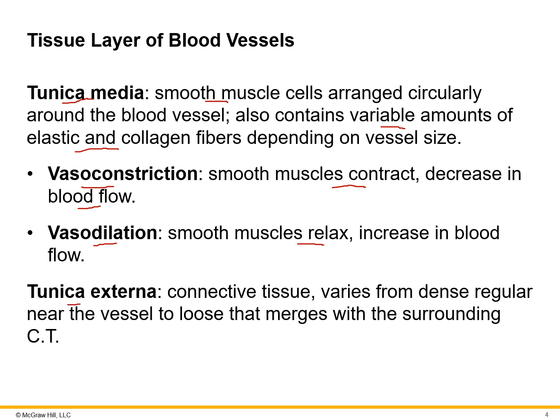And then the final layer is the tunica externa. So we have the interna and externa. This is, again, connective tissue. It varies anywhere from dense, regular connective tissue near the vessel to a loose connective tissue surrounding it.